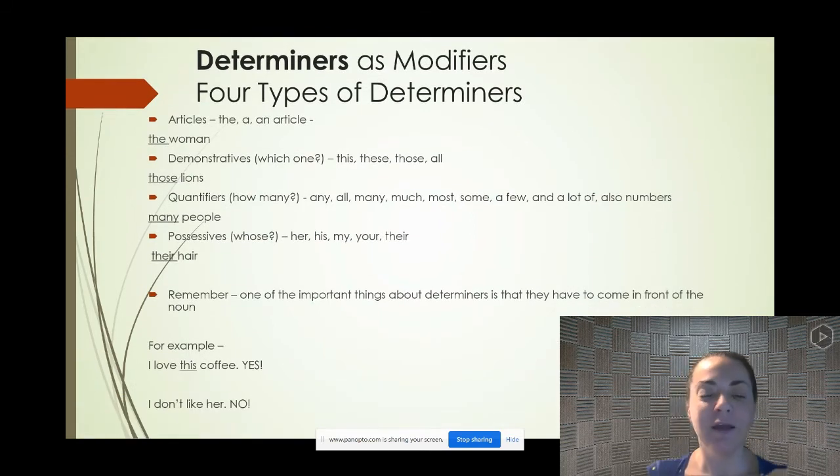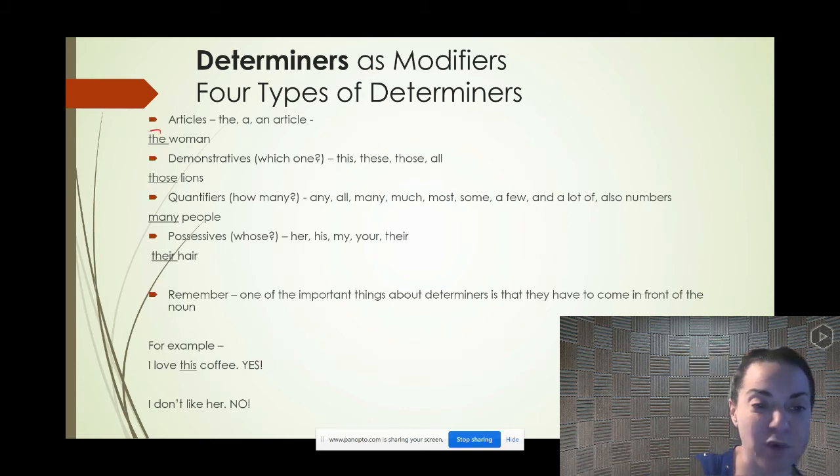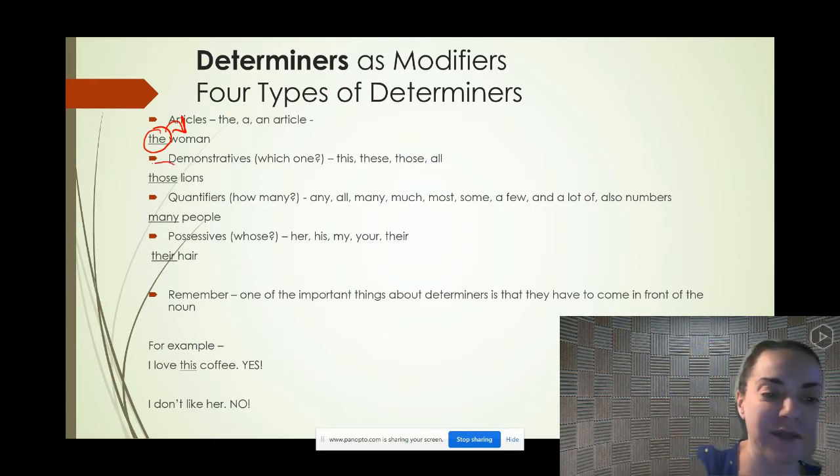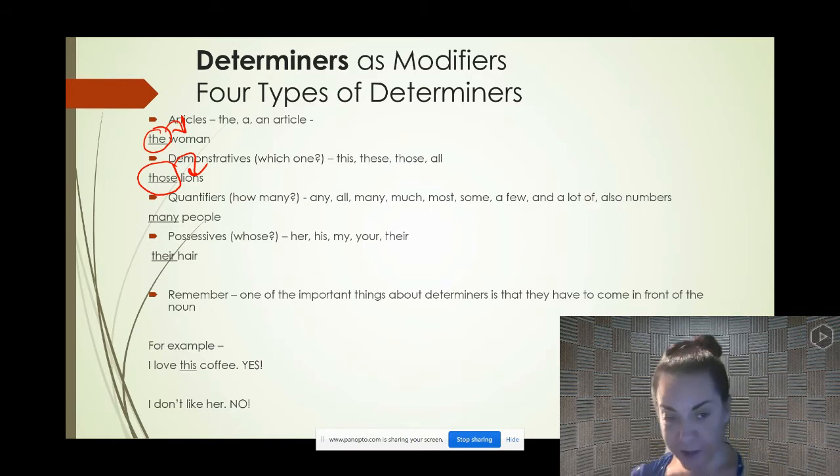Okay, we have determiners. There are four different types of determiners. We have our articles, like I said before, the woman. Then we've got our demonstrative pronouns this, these, those. So those lions. Then we've got our quantifiers.